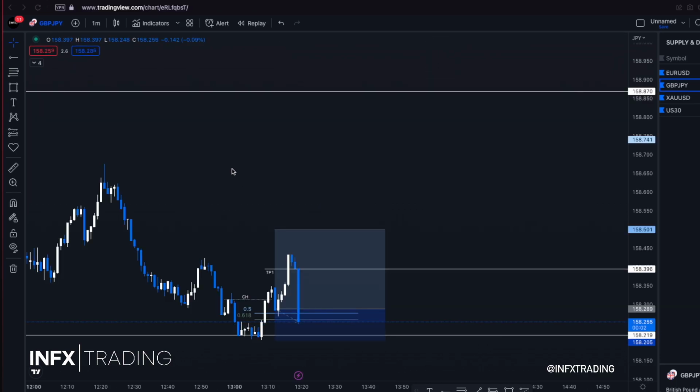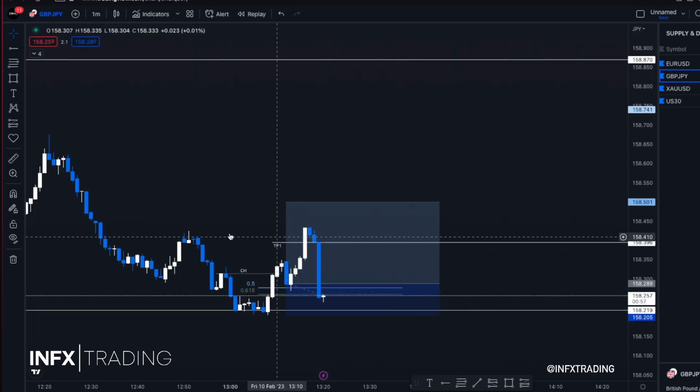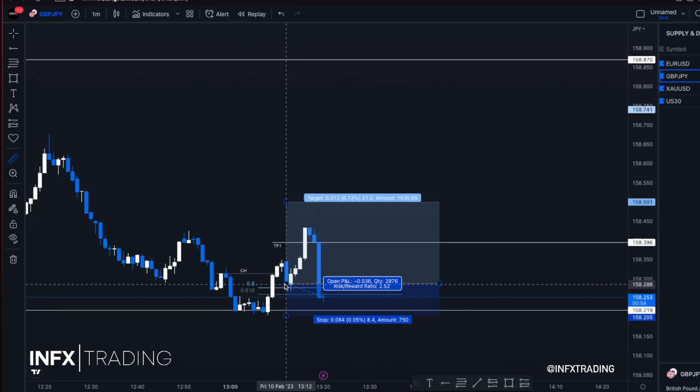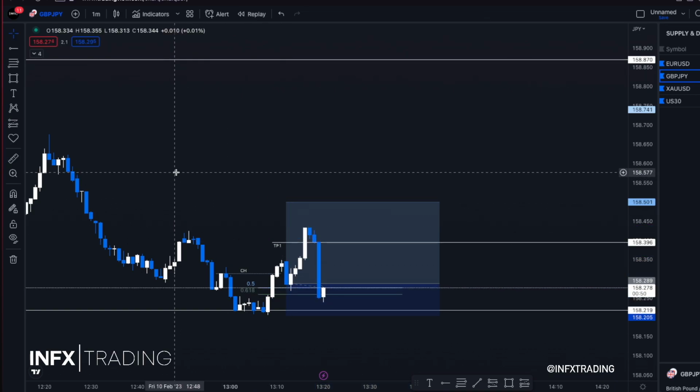Okay guys, jumping back in, and we have now been stopped out at break even. So that was a really nice quick scalp there. We came out with 10 pips. That's a nice little 10 pip score.